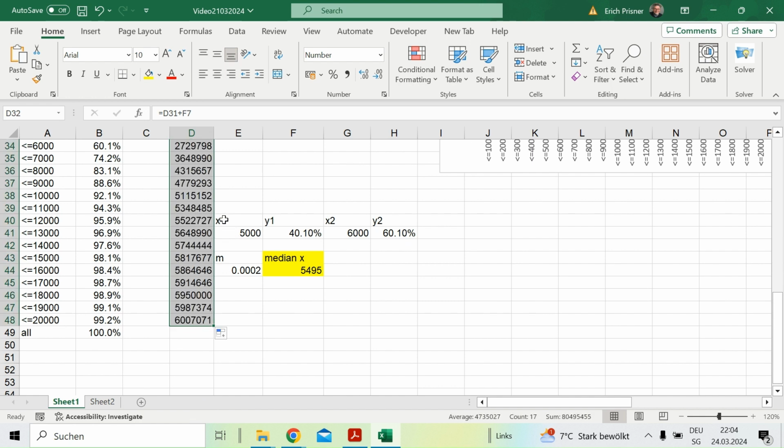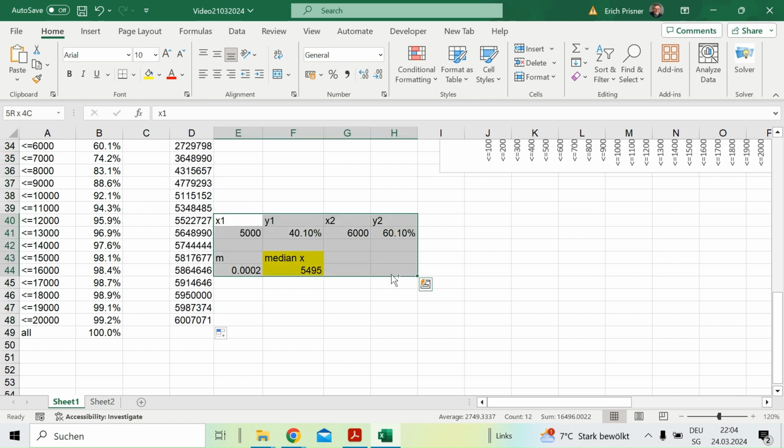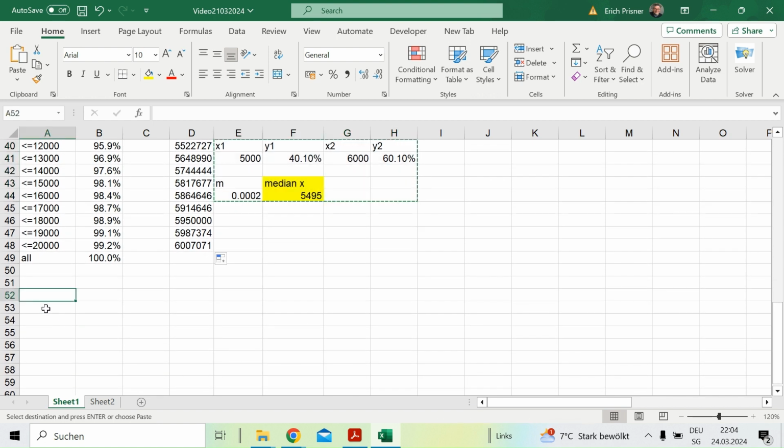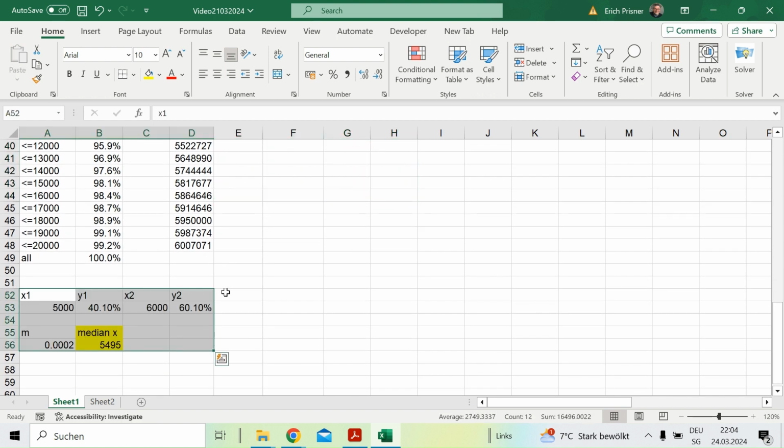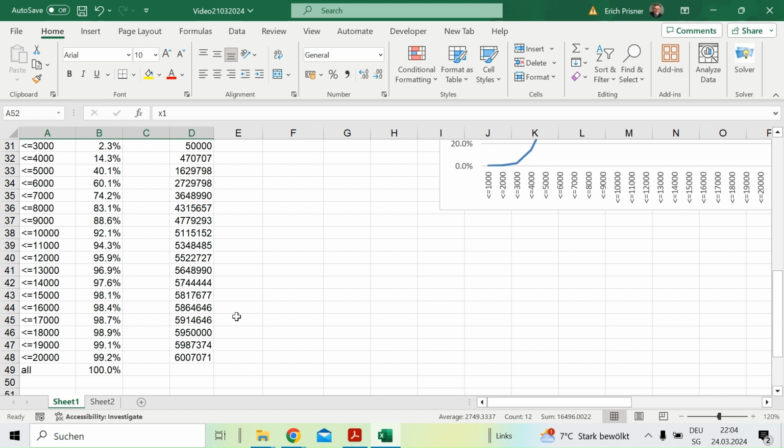By the way, this one doesn't really matter. It doesn't affect us yet, but eventually we need to move this to the right. So maybe we should do it already. I'm highlighting the whole block. I'm using Control X, and I'm pasting it maybe here, where it does not bother us much. So this median stuff from video 3, we move away.